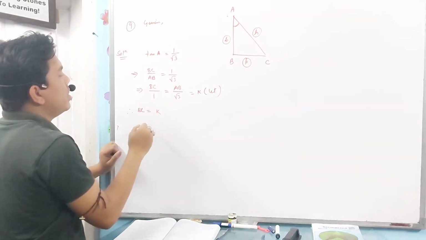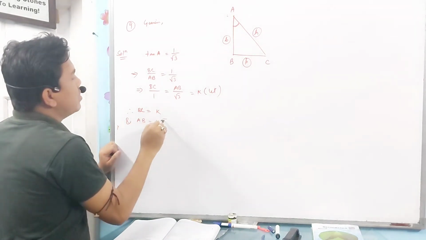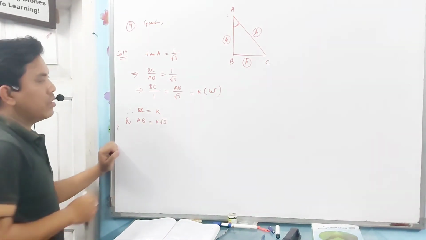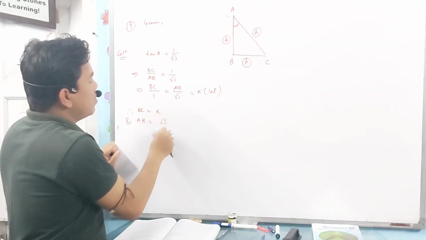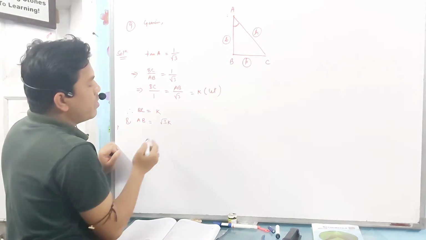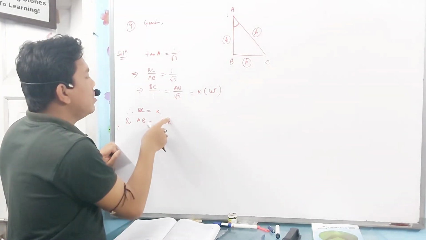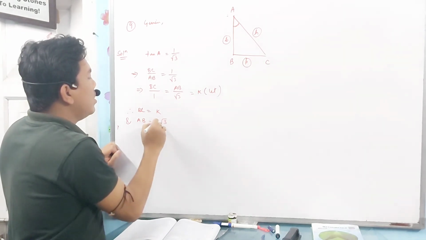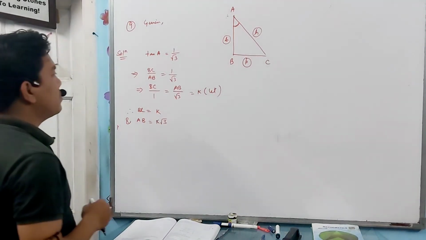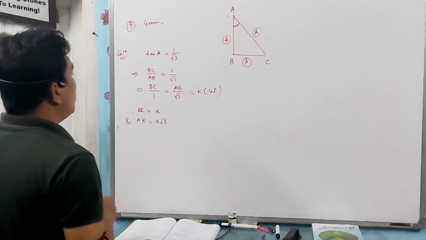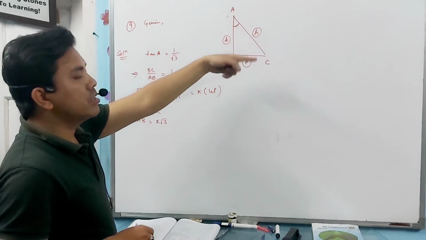1K means K. And AB will be equal to K root 3. Root 3 into K will be K root 3. Some of you write it in this way, but while putting this root, you just put the root up to K, which is wrong. So it will be better you write the K here. Now we have known the value of BC and AB in terms of K. What is left? AC is left.